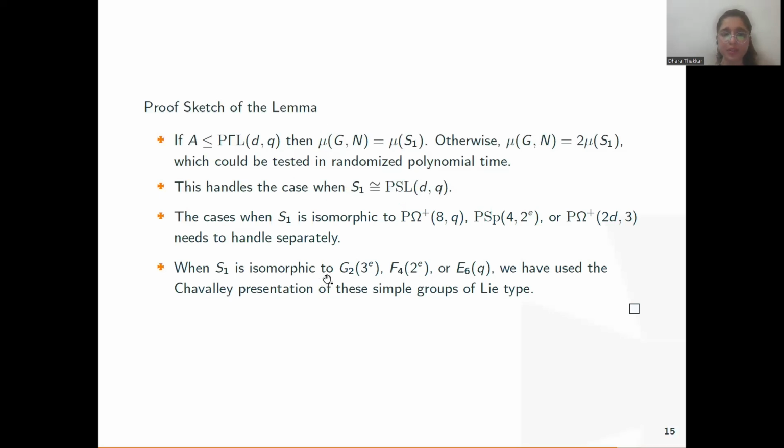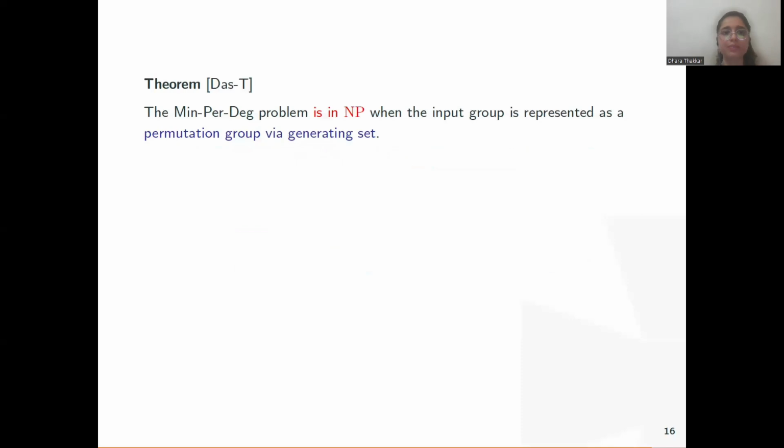But here we have used the Chevalley presentation of this group, and using this Chevalley presentation, we have checked whether our (S1, A) pair belongs to the table or not. So that is the proof sketch of the lemma, and all the cases have been handled in randomized polynomial time. So this algorithm is randomized polynomial time.